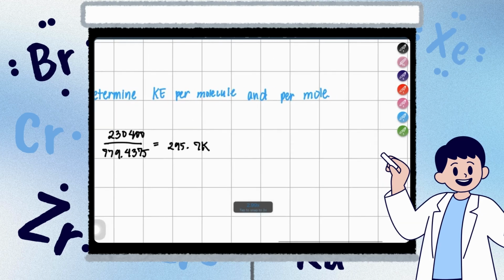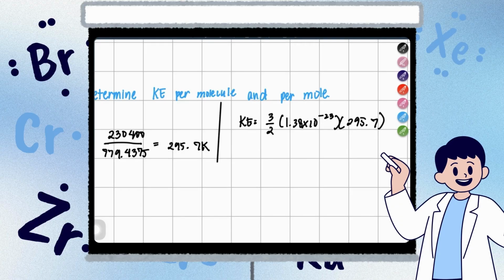So KE equals 3 over 2 times 1.38 times 10 to the negative 23 times 295.7. And we will get 6.12 times 10 to the negative 21 joules. This is per molecule.